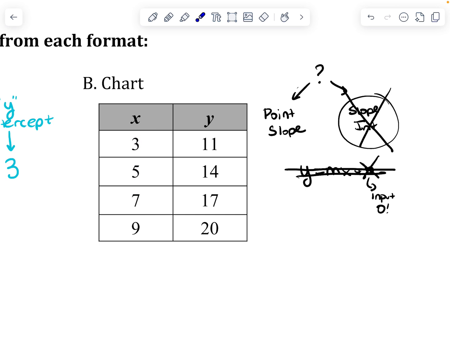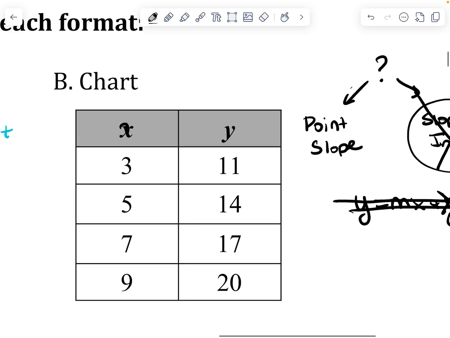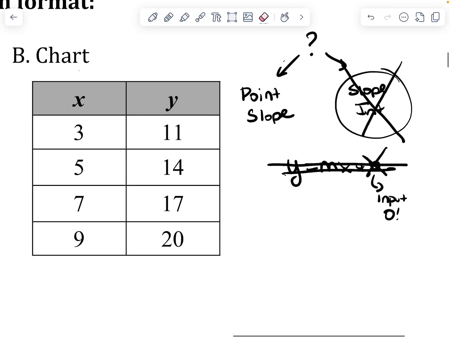You could try to throw in a 0 in this chart. You could be like, okay, well, there's a 2 and a 1 and a 0, I guess I'm going to go backwards. But that requires a lot of steps, lots of work. It means lots of chances to make mistakes. So I'm not going to do something that requires extra work. So you can write it in slope-intercept form. It's just easier to do point slope.